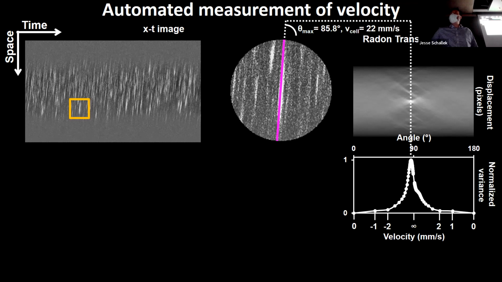Okay, so we can now compute that velocity into an absolute number. That's 22 millimeters per second. So now we know that one cell that we measured is moving 22 millimeters per second. That's the basic ingredients of this strategy. And of course, we can scale that up.